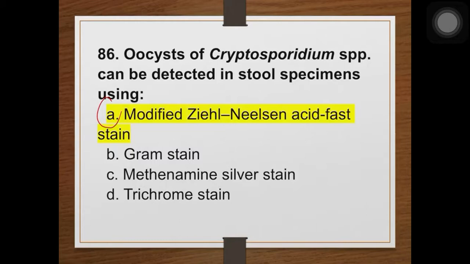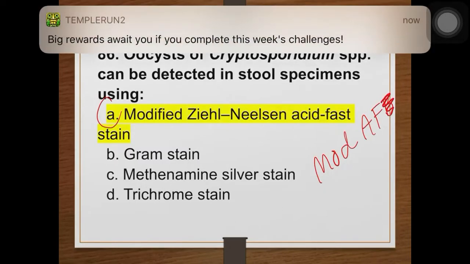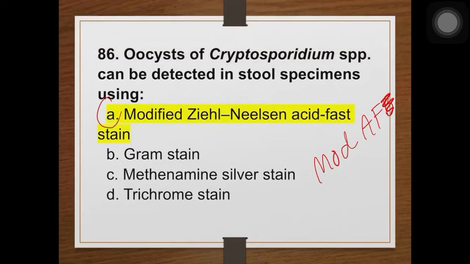Anong stain for demonstration? We have the modified acid fast stain. Ano po ang difference nito sa original acid fast? Sa modified acid fast stain, weaker po yung decolorizer. Modified acid fast stain, weaker ang kanyang decolorizer. Instead na hydrochloric acid, similar sa original acid fast stain, meron po siyang sulfuric acid.